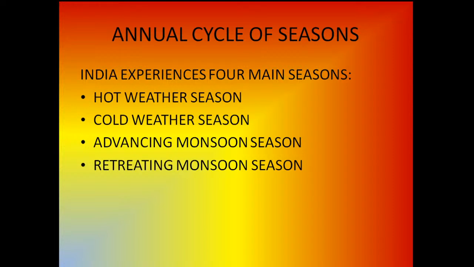Okay, so now let's talk about the annual cycle of seasons. See, if I talk about seasons, there are total four. And we can see the names. India experiences 4 main seasons. The first one is hot weather season, cold weather season, advancing monsoon season and retreating monsoon season.